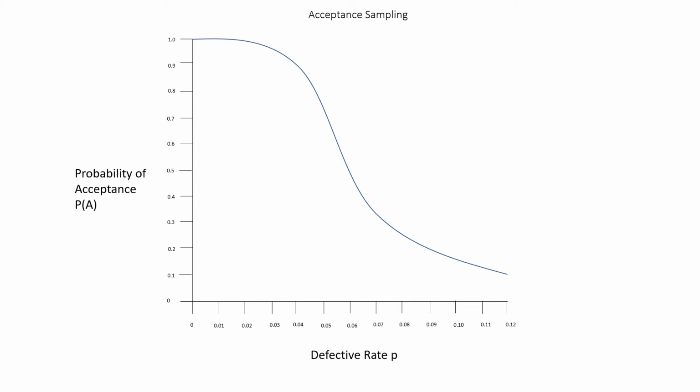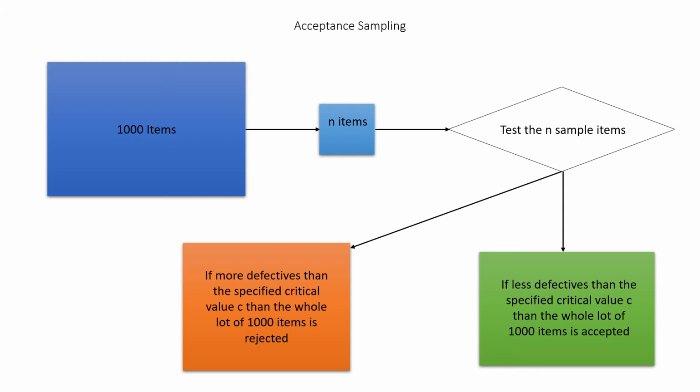This curve can greatly aid an engineer in determining how high of a defective rate will likely be accepted by the customer. The actual details of a plan of acceptance sampling are a little bit more complicated than simply looking at a graph. There are many factors that can go into testing for acceptance. A basic example would be as follows.